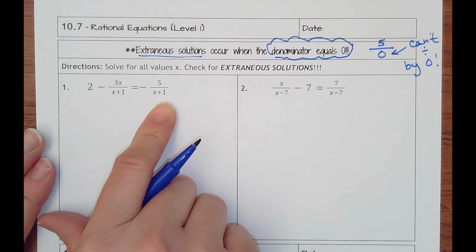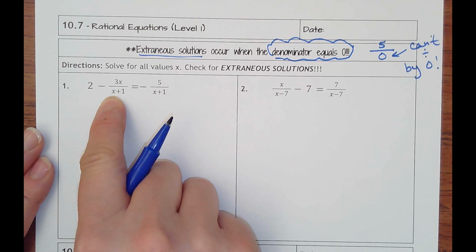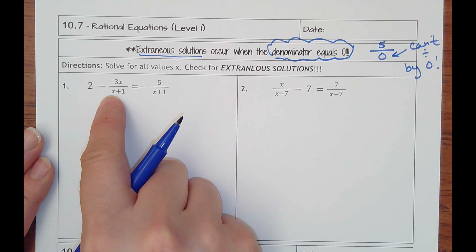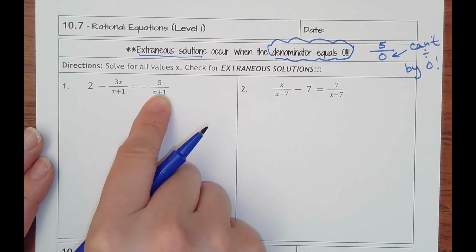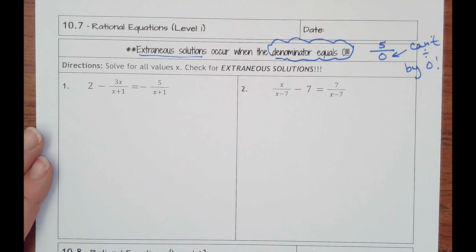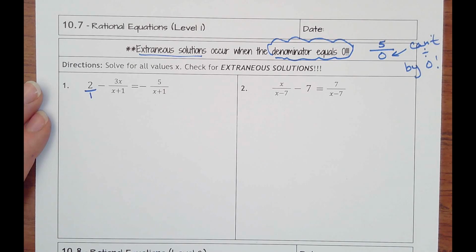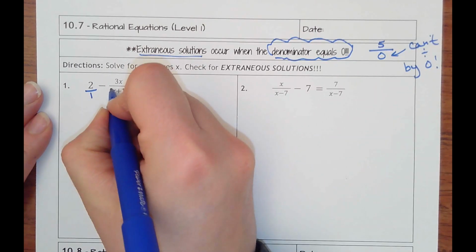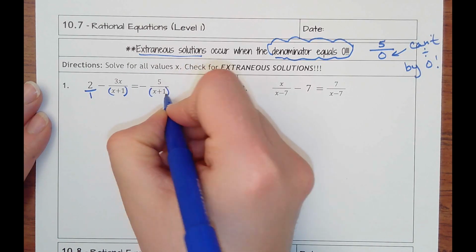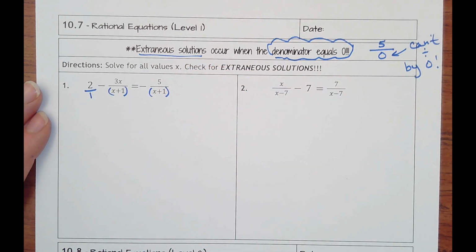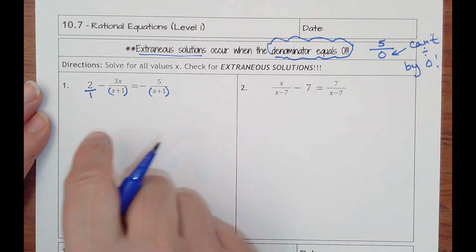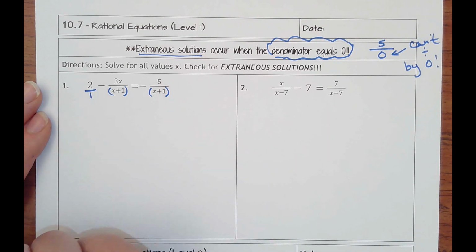And this kind of comes back to our factors. If x were -1, -1 plus 1 would make this 0. So I just have to make sure I don't get a -1, and if I don't, then I don't have to check it. All right, so we're going to put our whole number 2 over 1, so we have all these fractions. This x plus 1 stays grouped together.